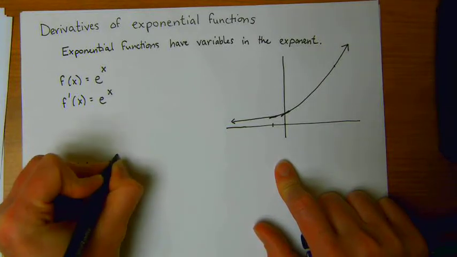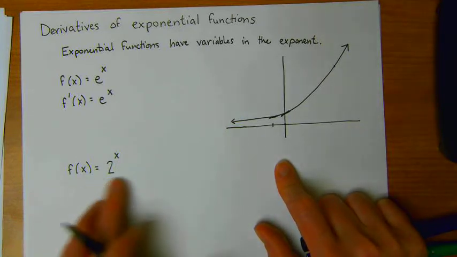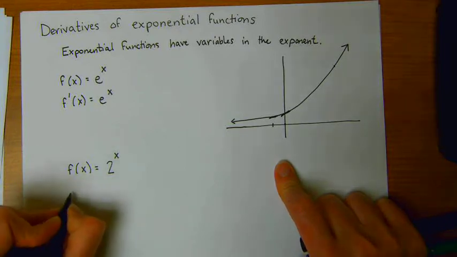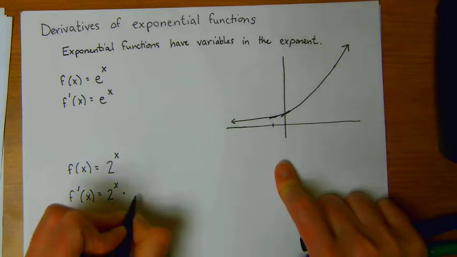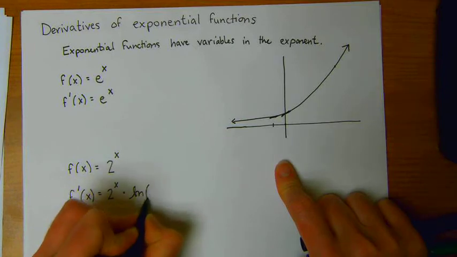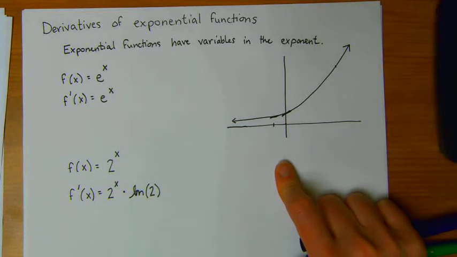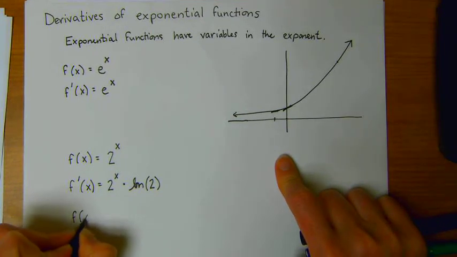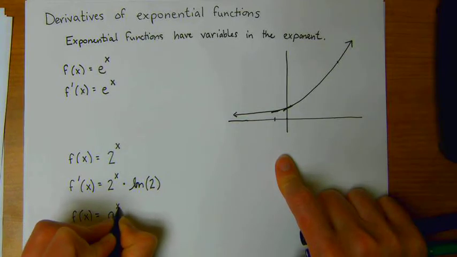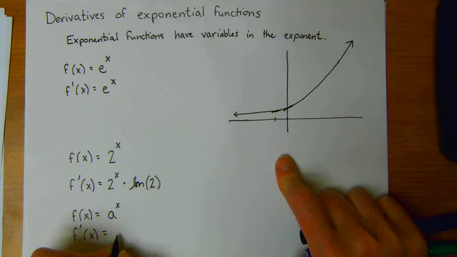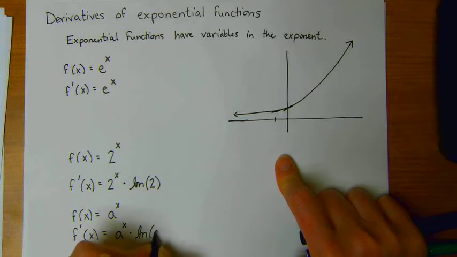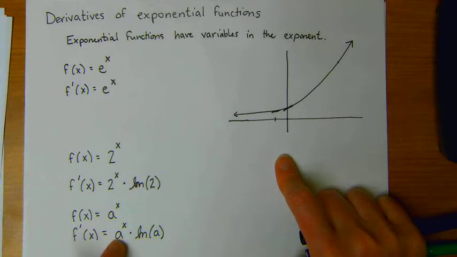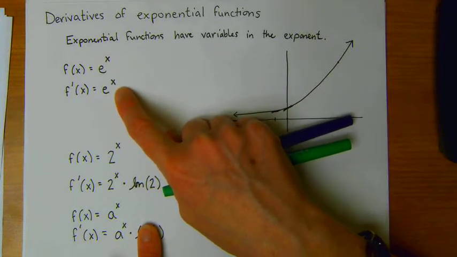What happens if we have another value in the base? Let's say that we have 2 raised with a variable in its exponent. This is another exponential function. The derivative of this function is very similar. It's also going to be 2 to the x, but I also have to multiply this by a scaling coefficient, the natural log of 2. And in general, it's always the case that if I have some exponential function a raised to the x power, my derivative is going to be that same function over again times a scaling factor that will shrink it or stretch it, the natural log of a. And notice if e were in the base here, we get e to the x times the natural log of e, but the natural log of e is just 1, and that's why we have our self-replicating function here.